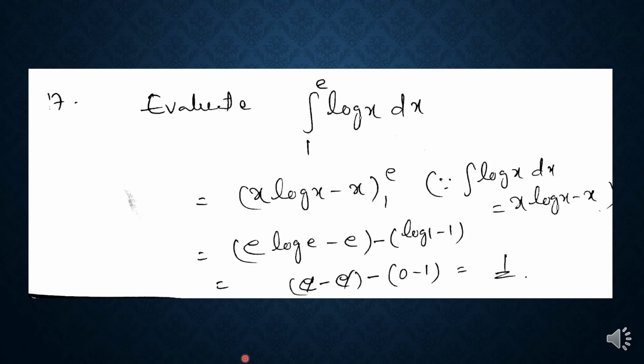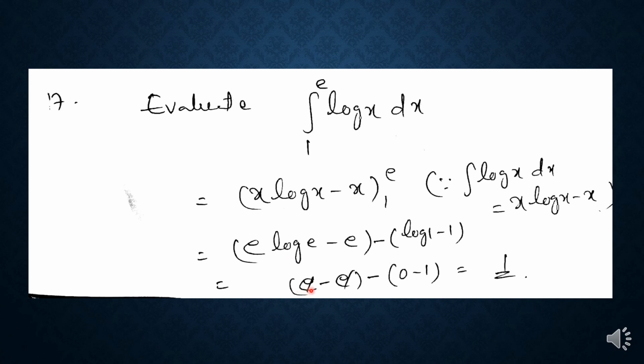By simplifying this, we will get e log e. e log e means log e to the base e. Here log e means, if the base is not there, it will be treated as base e. Log e to the base e is equal to 1, because log a to the base a is equal to 1. Log 10 to the base 10 is equal to 1. So here log e to the base e is equal to 1. Log e value is 1. e into 1 is equal to e.